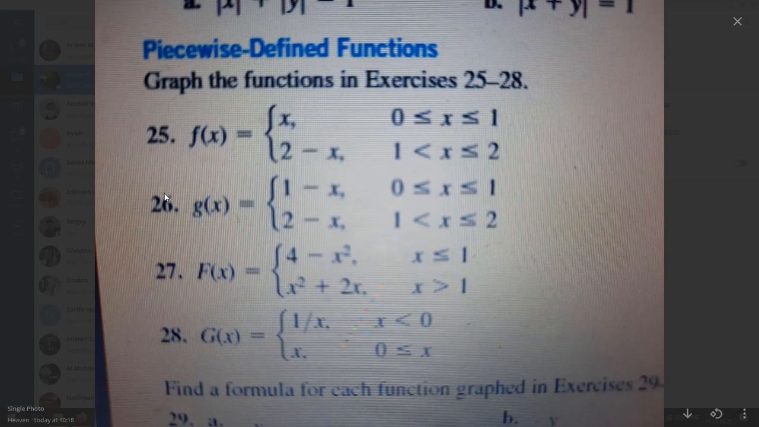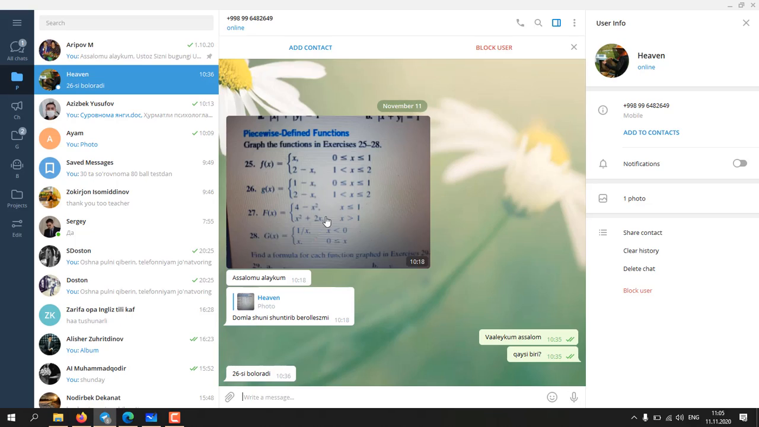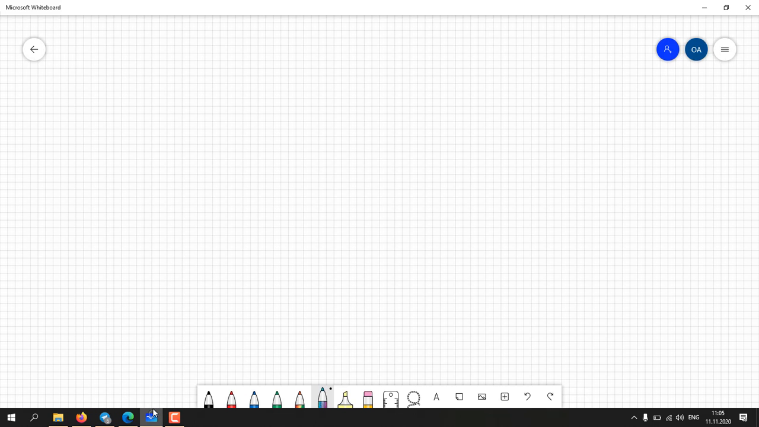Okay guys, we have this exercise 26, and in this exercise it says graph the functions. So we have a piecewise defined function, we have to graph this function. Let's open our blackboard here.